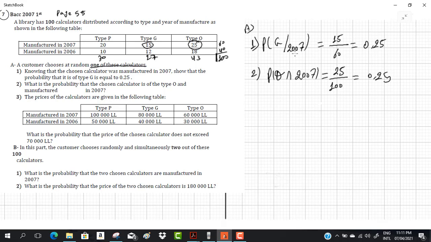هيدا conditional probability والevent هو G. هيدا not conditional probability intersection of two events. هيدا event هو O. O intersection 2007 intersection للO مع 2007 هو 25 من التوتال 100.